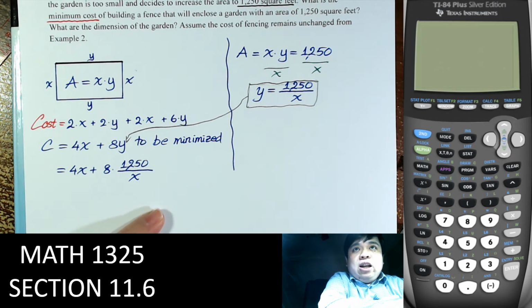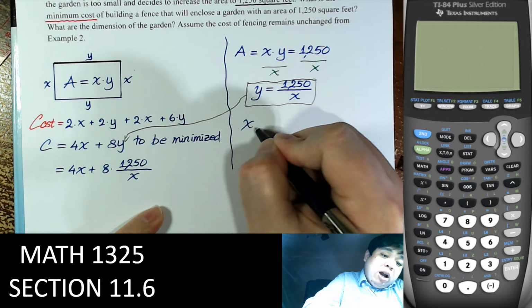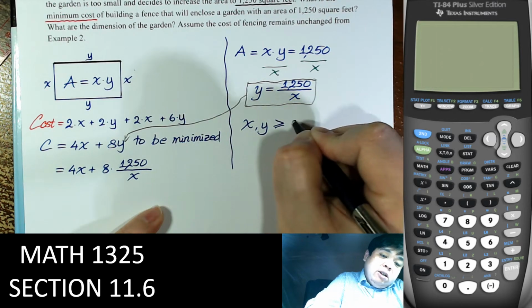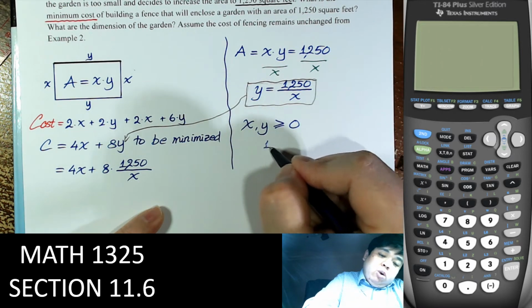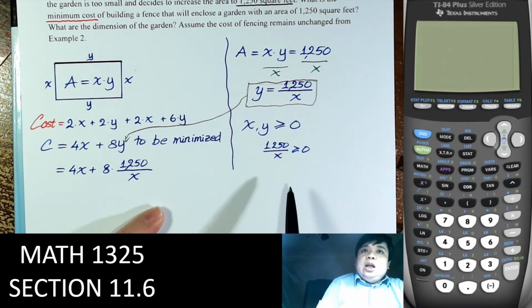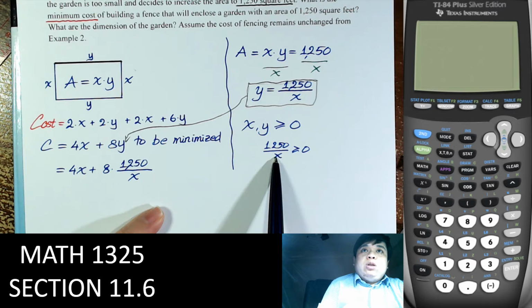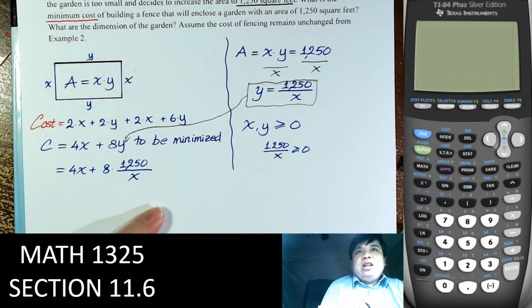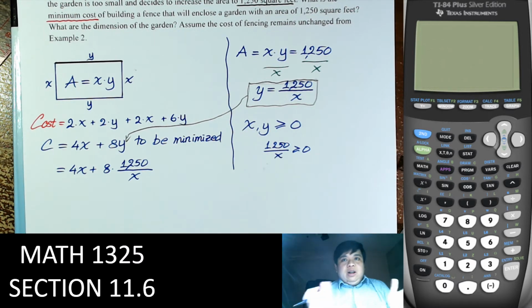Right. Is there any condition? Well, we know that x and y, a measurement, cannot be negative. But if we put 1250 divided by x greater than or equal to 0, we just need x to be positive. Because if x is positive, divided by positive, it's going to be positive and greater than 0. So in this case, we only have the lower bound from 0. X could be extremely long, right? Because we minimize the cost. The x could be extremely long.